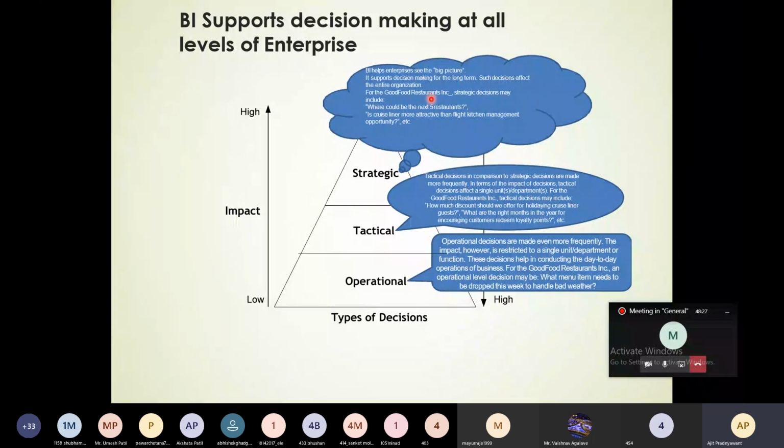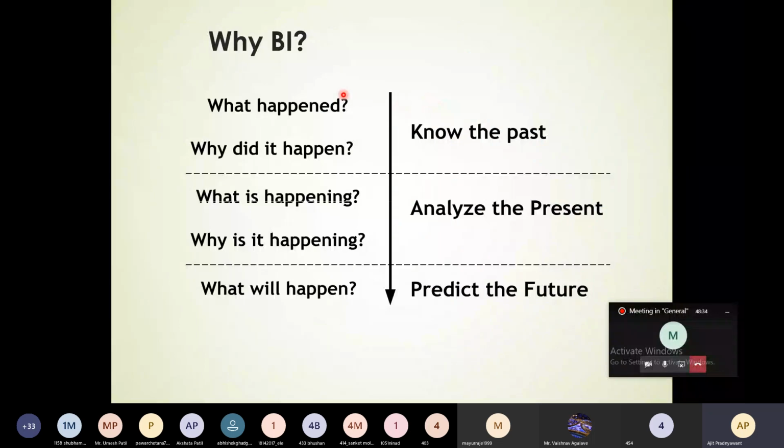So why do we go for BI? The past will tell you what happened and why it happened. By looking at the past, you answer these questions. Once you know this, you analyze the present: what is happening and why it is happening. With the help of current data, you can answer these questions.